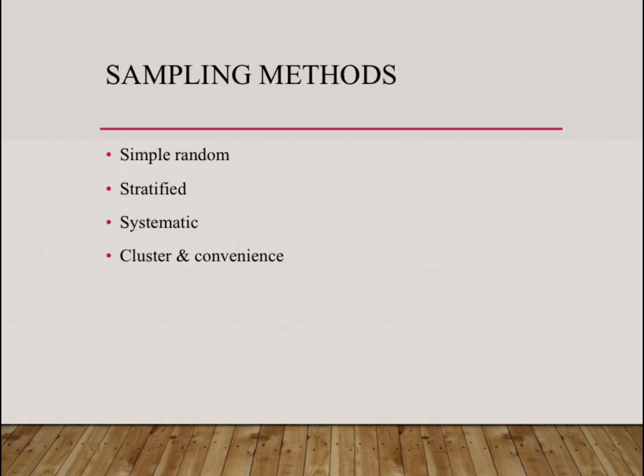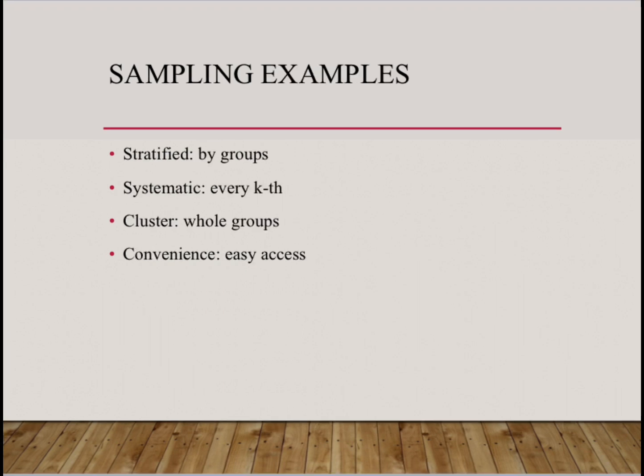There are different ways to choose a sample. Simple random sampling gives everyone the same chance. Stratified sampling divides people into groups. Cluster and convenient sampling are also common. Stratified sampling is used when we select from each group.